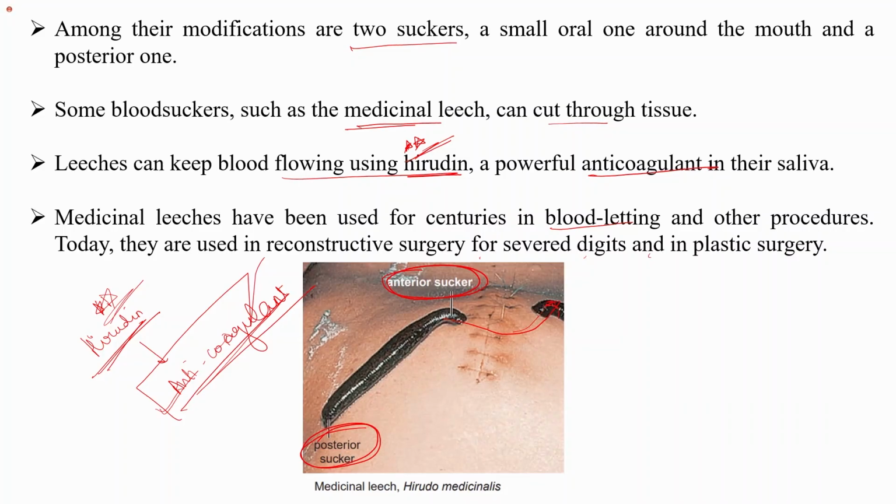These are examples also. We saw Hirudo medicinalis, which is a medical leech, used in various medical applications for centuries. Then we studied Nereis, a worm which is a polychaete and which is parasitic also. Then among the oligochaetes, we learned about the example of the earthworm. So this was all about the phylum Annelida.